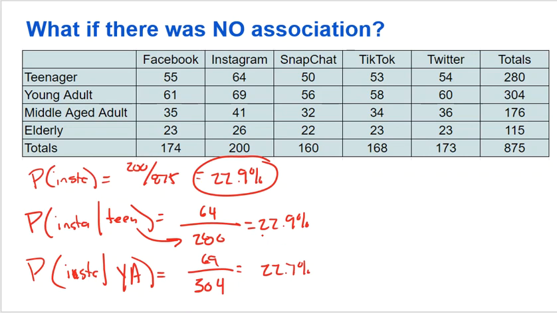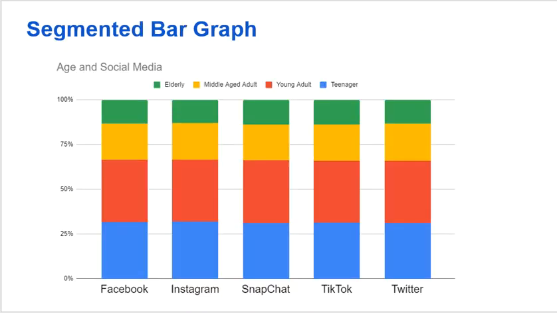Now again, all of these numbers are different than the previous table. I had to alter the numbers so that there would be no association, right? There can't be both at the same time. So this is a slightly different chart. And then here's something else that's really cool. A segmented bar graph. Look at this. What do you notice? It's all the same.